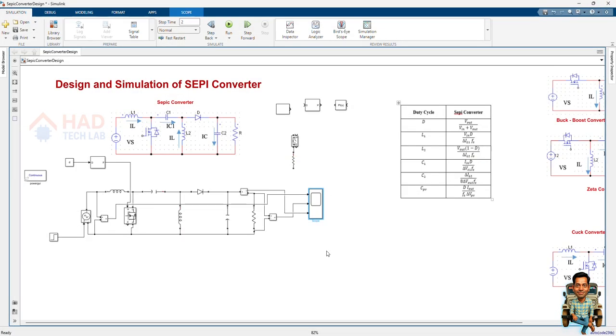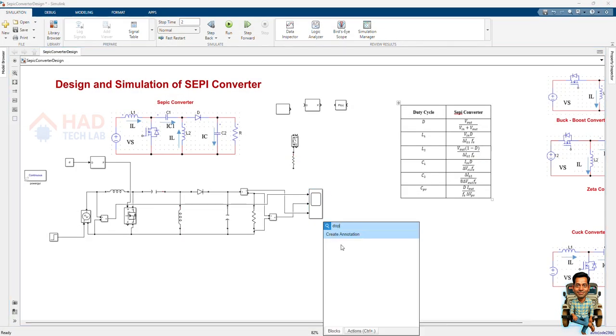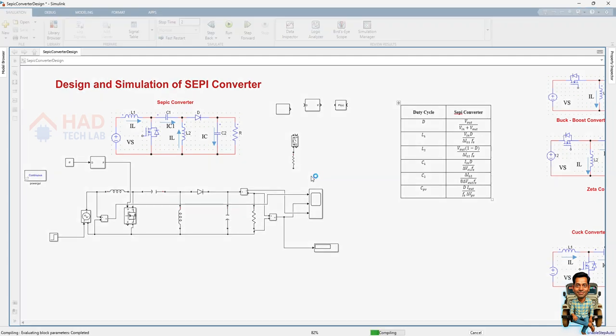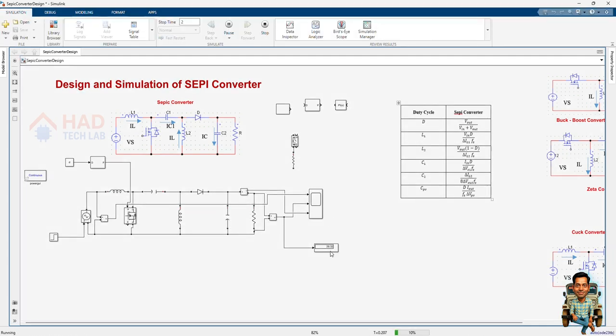You can see here I use a display to measure the value from the output side. So let's simulate once again. You can see it is nearly equal to 30 volts. We designed the SEPIC converter for 32, and nearly we are getting 38. So this is the open loop operation of our SEPIC converter.